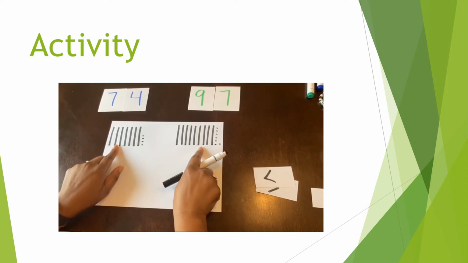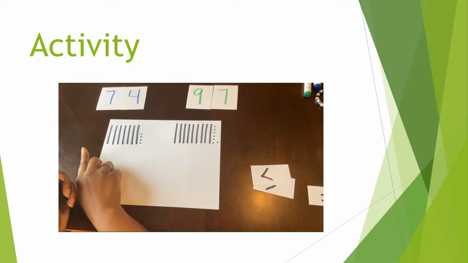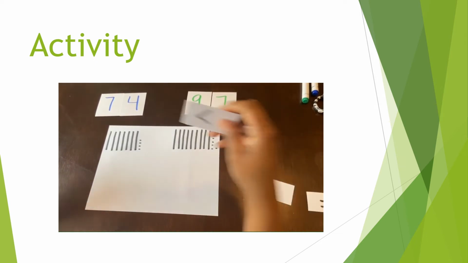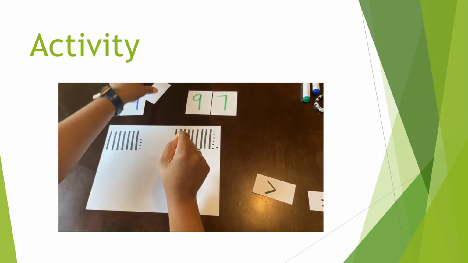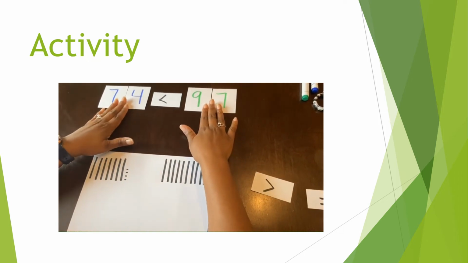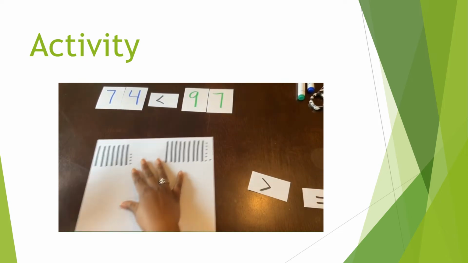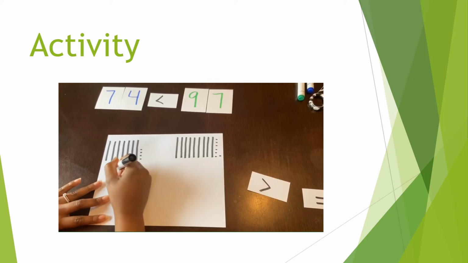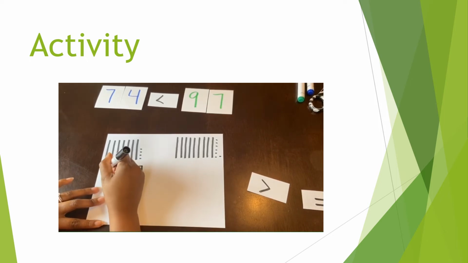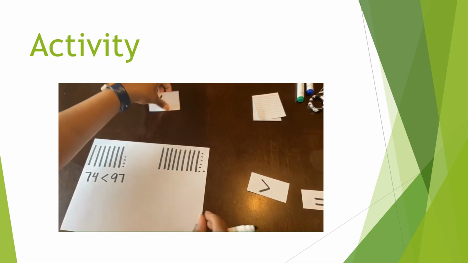So when you look at the pictures and you count them up and compare them, which number has more? That would be correct, 97. So we'll look for the symbol that shows the mouth open to 97. When we look at our sentence stem, we would say 74 is less than 97. You can write that down in your notebook. Then you can move the cards to the side and create 2 new numbers.